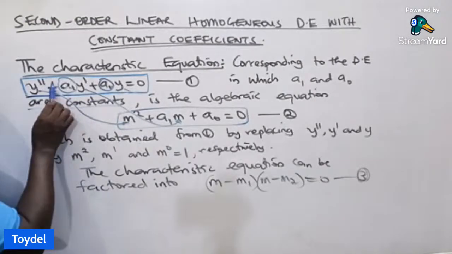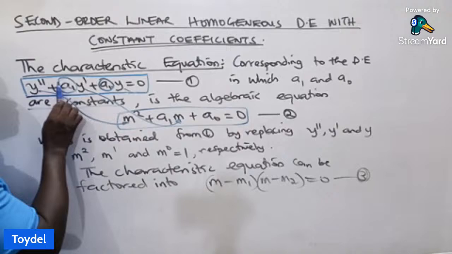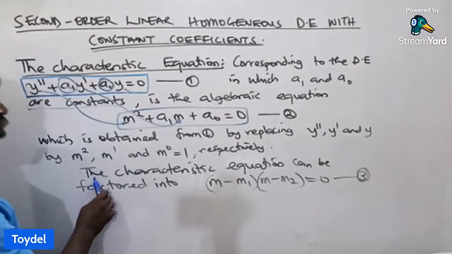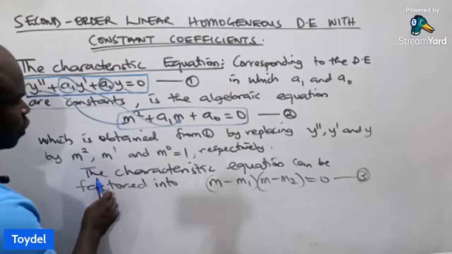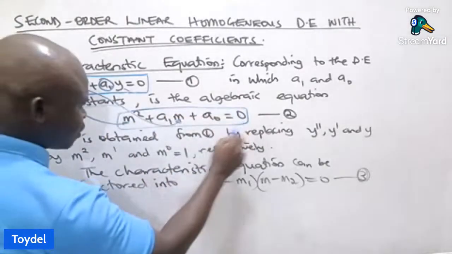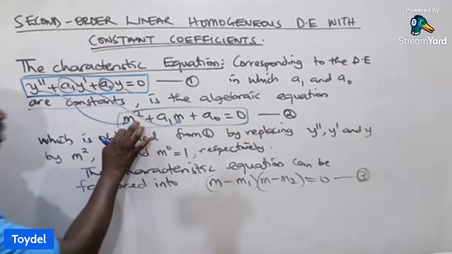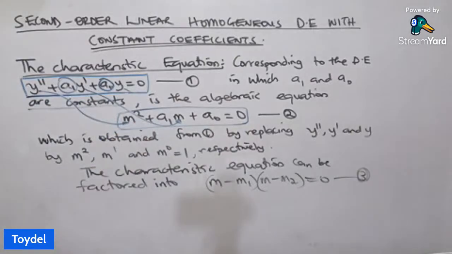So if I give you a second order homogeneous differential equation to solve, try as much as possible to write the algebraic equation, which is actually going to give us the characteristic equation. Then once we are able to do that, we go ahead and solve the characteristic equation. And of course, this is the characteristic equation. When you have something like this, it's a form of quadratic equation. Then if this is a quadratic equation, we know what to do. We can use completing the square method, formula method, or we can factorize it.